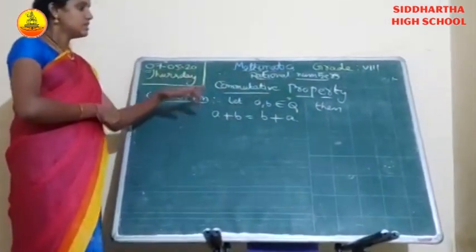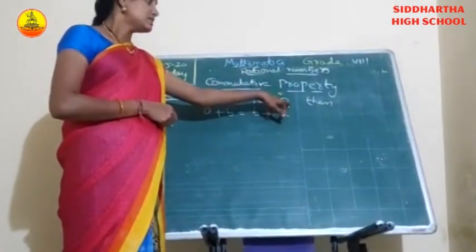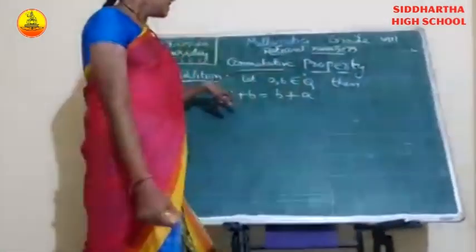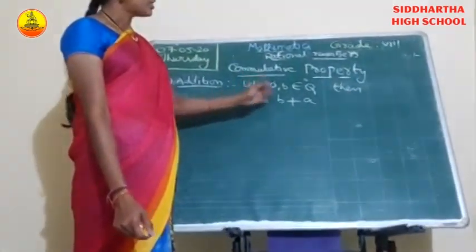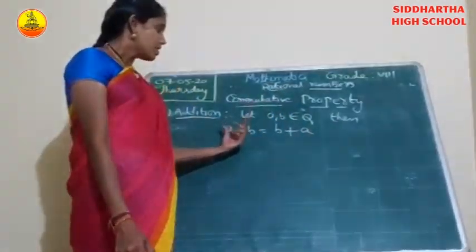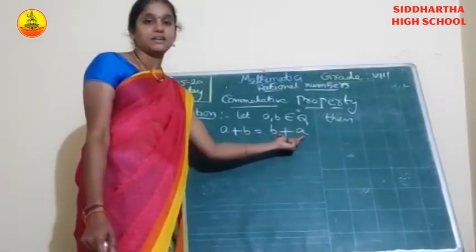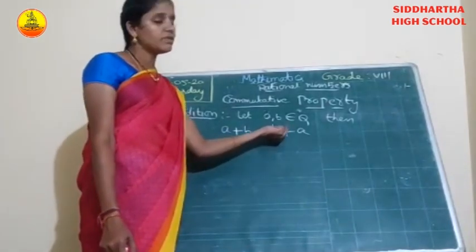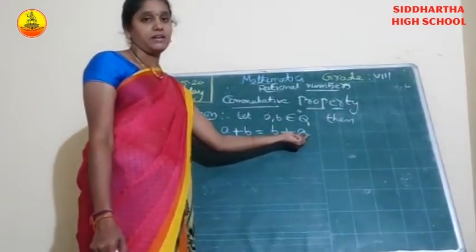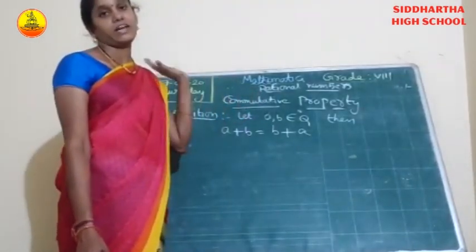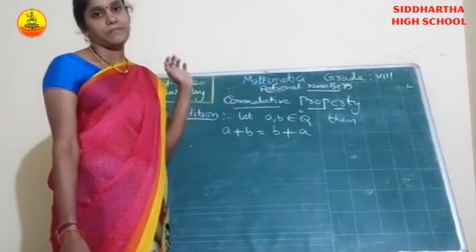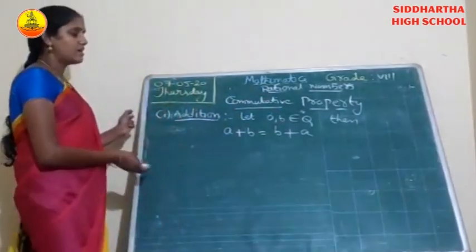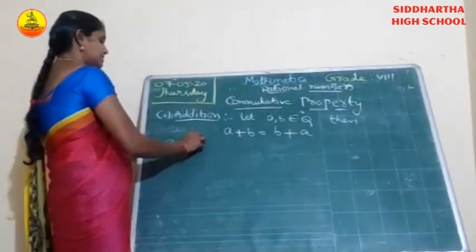What is the meaning of this? Let a, b be any rational numbers. You take any two rational numbers a and b and you do addition a plus b, and after that you do b plus a. Whatever answer you got here, that same answer you will get here. Here we wrote a first, b second; here we wrote b first, a second. That means the order of the addends is different, but the result will be the same. Example, you take the value of a as 3.